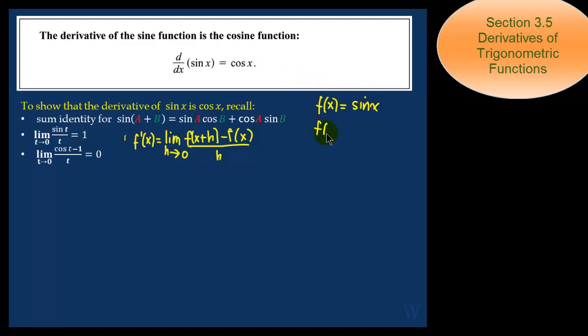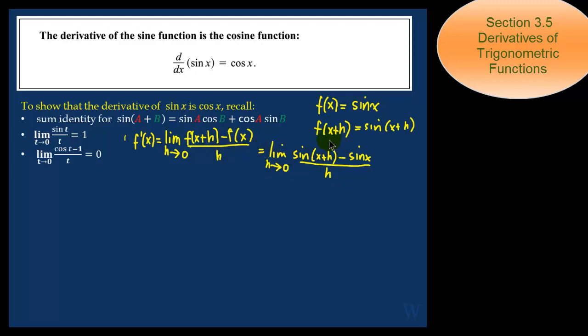Then, what is f of x plus h? Well, replace the argument of sine of x by x plus h. So this is just sine of x plus h. Now we replace all of these in the difference quotient, so this is now equal to the limit of sine of x plus h minus sine of x, whole thing divided by h, taking the limit as h approaches 0.